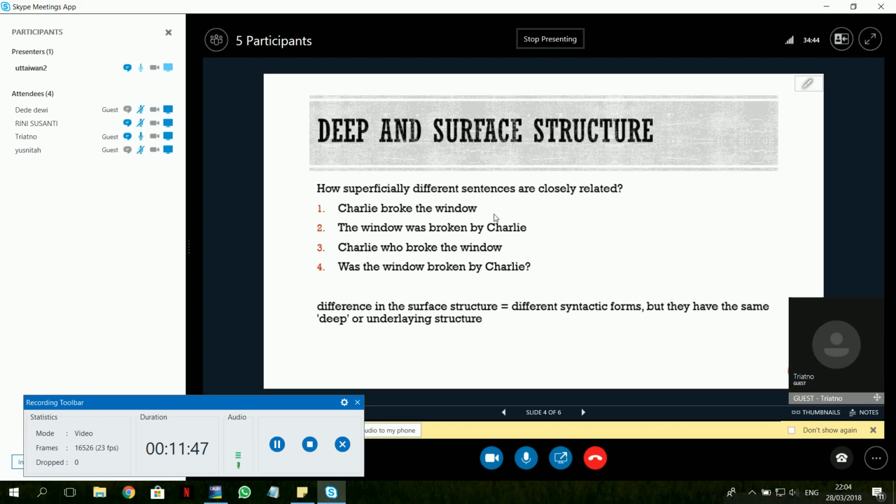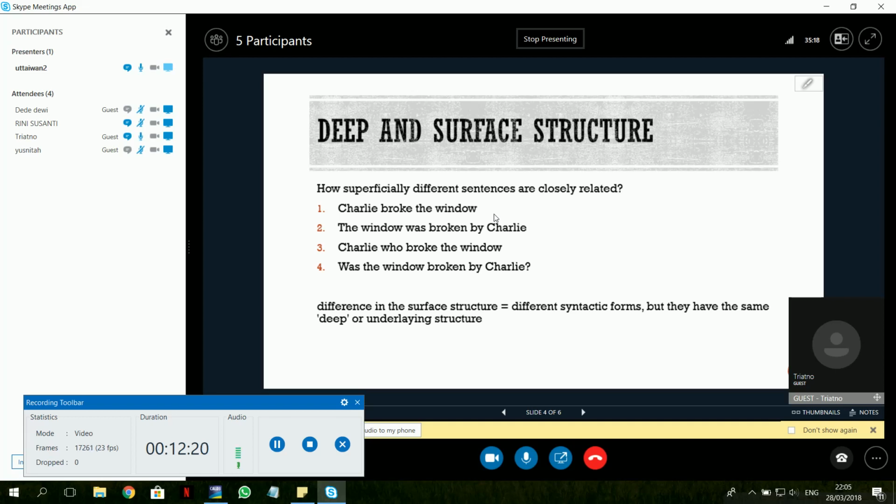The opposite of deep. Ya, dangkal. So, superficial itu permukaan atau dangkal. Is the upper part. How superficially different sentences are closely related. Jadi, bagaimana superficially different sentences secara dangkal sebenarnya itu berbeda. Secara dangkal berbeda, secara permukaan berbeda, tapi sebenarnya itu saling terkait.